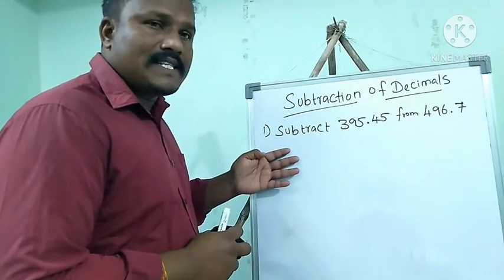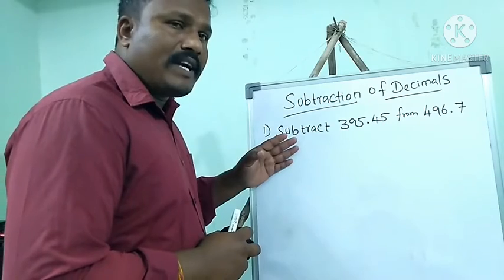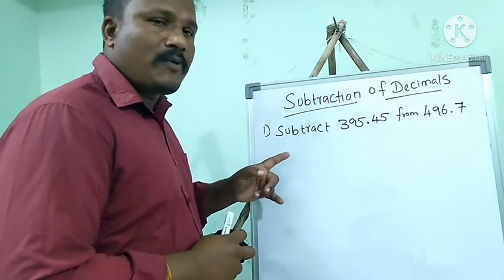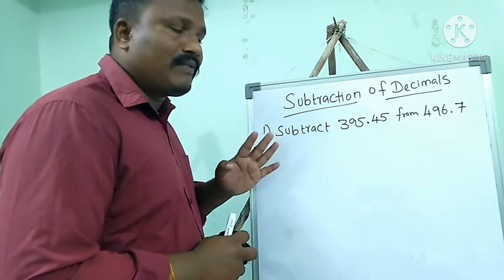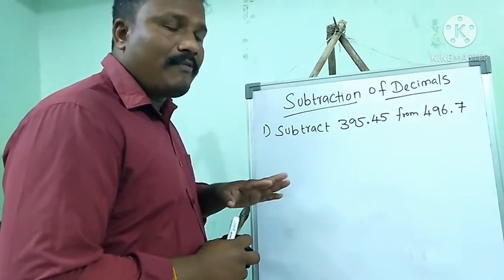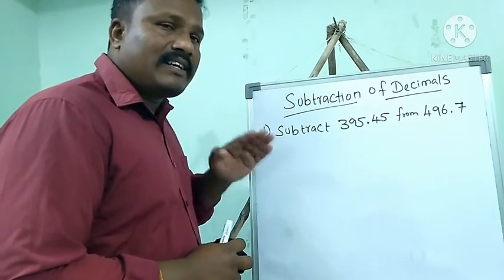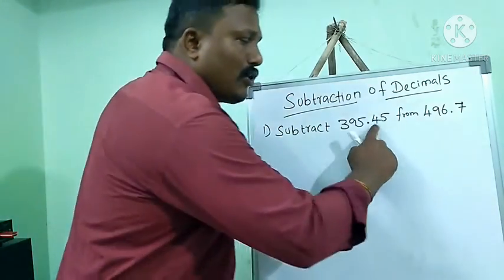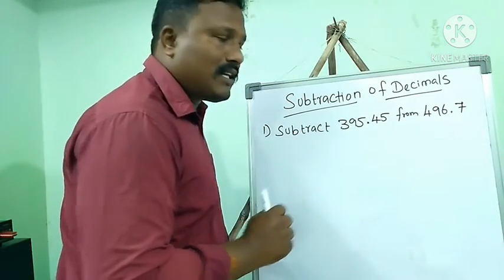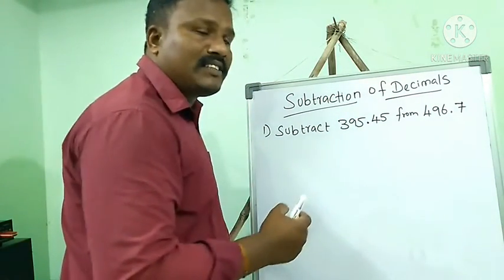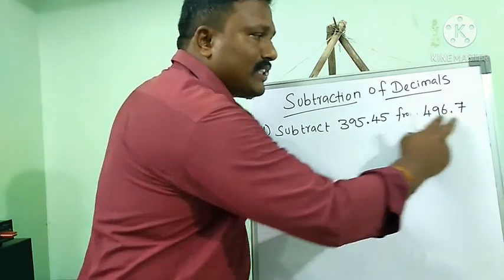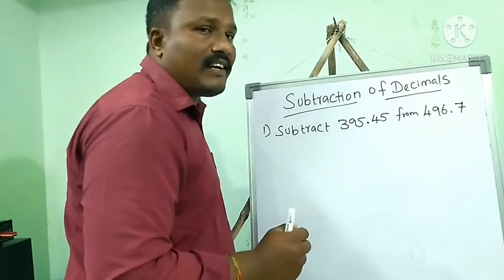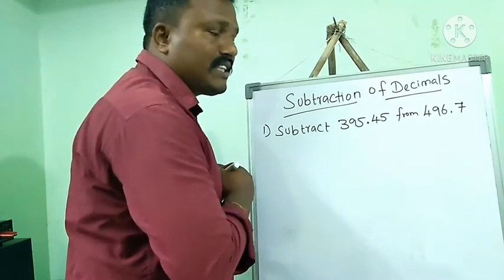When you add decimals, you have to find out which type of decimal is given. Here also, when you subtract, you have to find out whether the given decimals are like or unlike. If unlike, you have to convert to like decimals. How to convert? You know very well. You have to check how many places there are after the decimal point. If both have 2 places, it's a like decimal. But here 2, here 1, it's an unlike decimal. So first I am going to convert to like decimals.